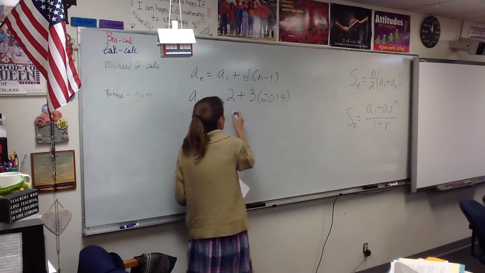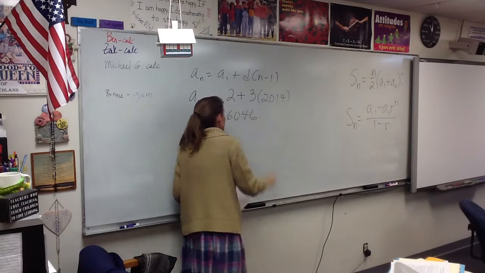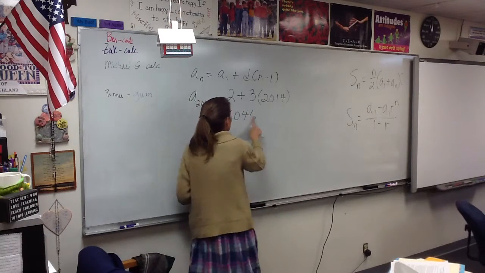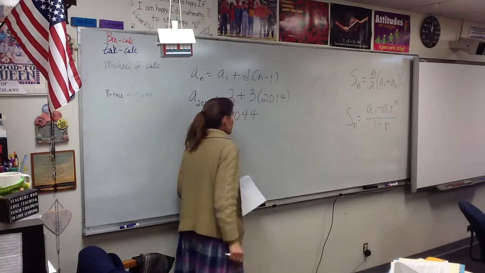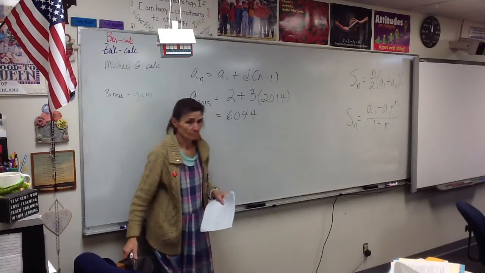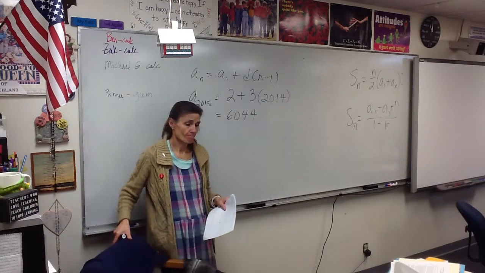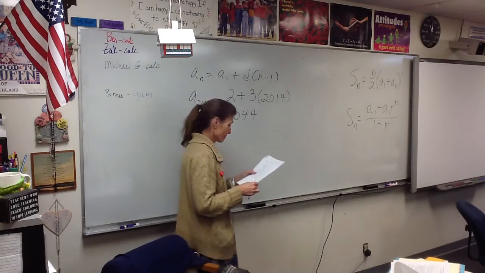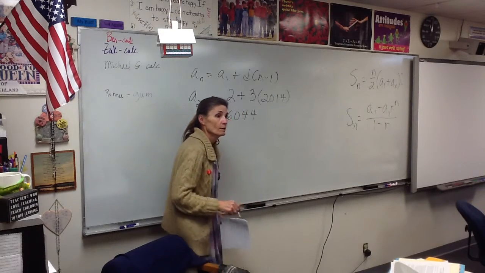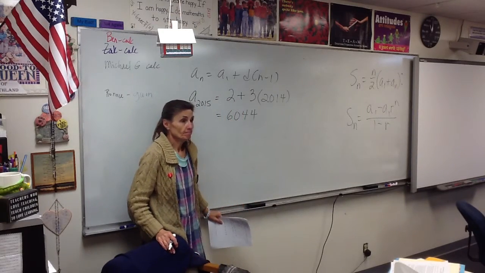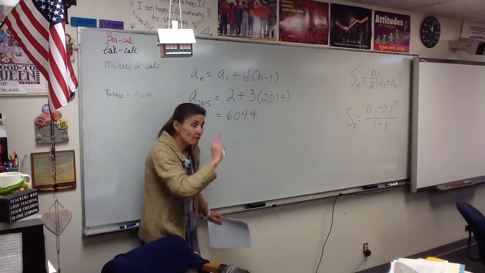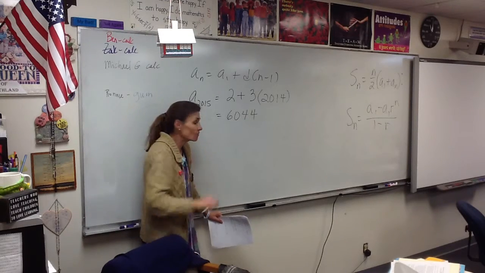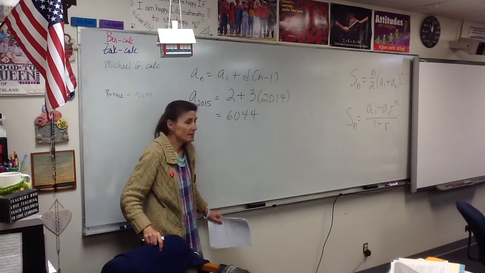and is that, ooh, 6046, I did that in my head, somebody, or 6044. Yeah. Double check my arithmetic. You're right. Okay? Now there is nothing hard about that. I'm giving you the formulas, you're just plugging and chugging.